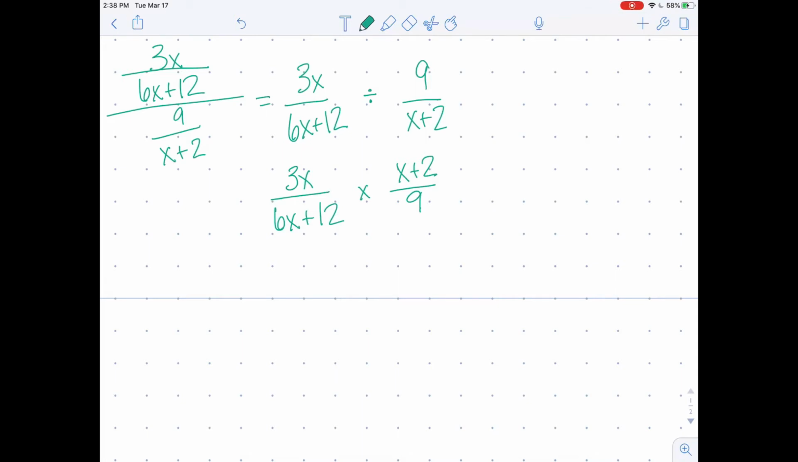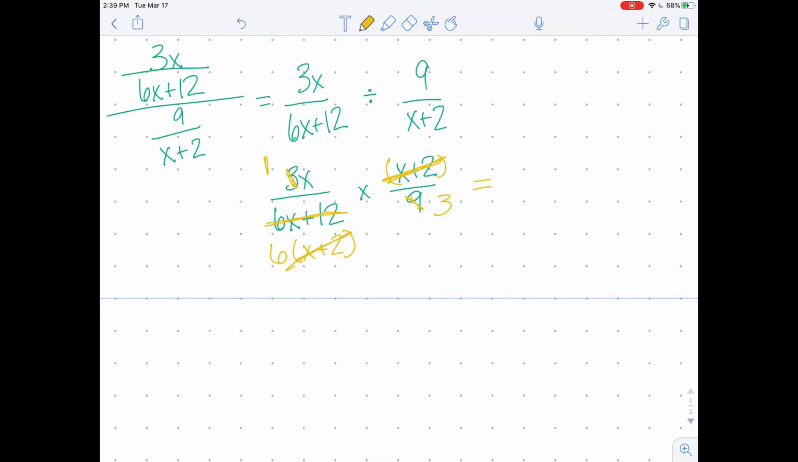Here's where the factoring is going to happen. In this 6x plus 12, I can factor out a 6, and I'm left with x plus 2. Okay, so now I have a few things that cancel out. We've got x plus 2 on the top here, diagonal from this x plus 2, so those are going to cancel out. I've got 3 diagonal from 9, so this can turn into 1 and 3.